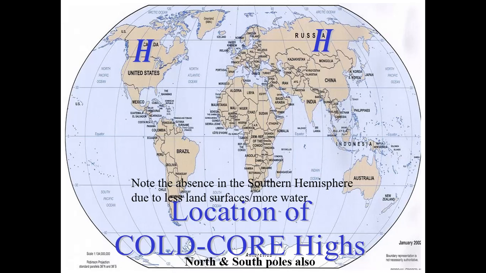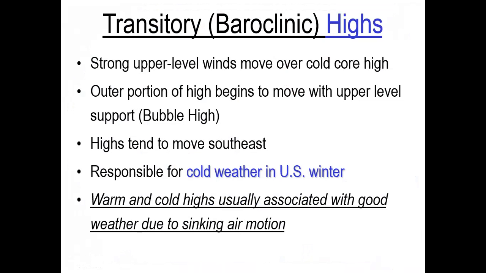Now notice the absence in the southern hemisphere of these cold core highs, because in order for the cold core high to thrive, we need a cold landmass. Well, there is less landmass. There's only 40% landmass in the southern hemisphere compared to 60% landmass in the northern hemisphere. So we have more water and less land masses in the southern hemisphere, and therefore we have an absence of these cold core highs.